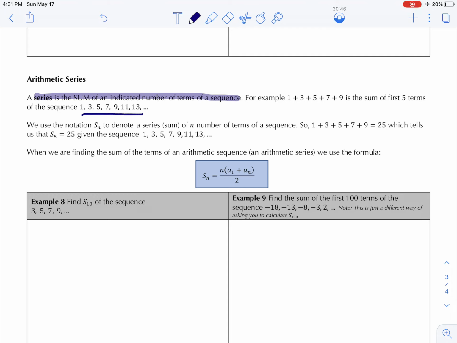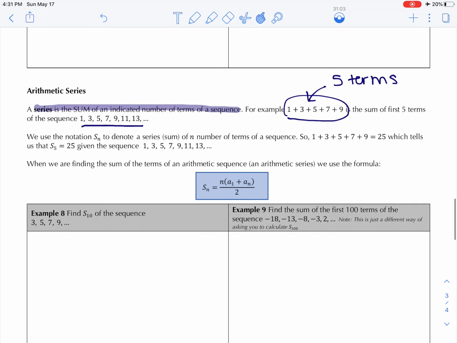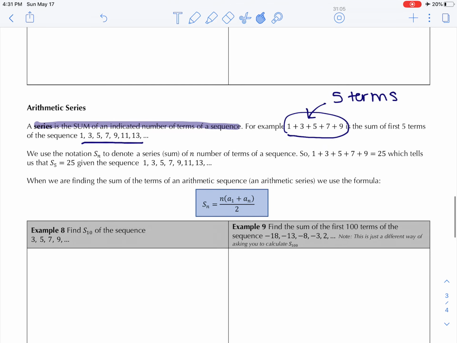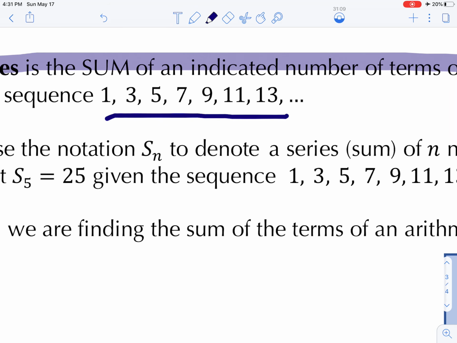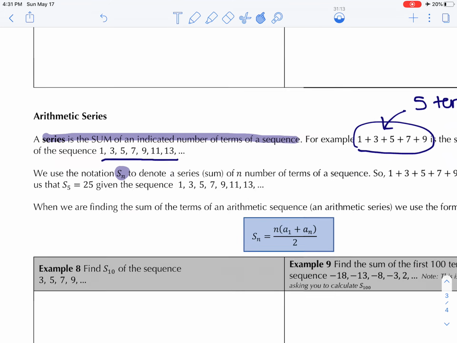So I know that I'm taking the first 5 terms because there are 5 of them here, right? We've just taken the first 5 terms and we've gone ahead and added them up. So instead of just listing them, we can actually look at adding these values together. We're going to use this notation here, S sub n, so it's capital S sub n, to denote the series or sum of n number of terms.